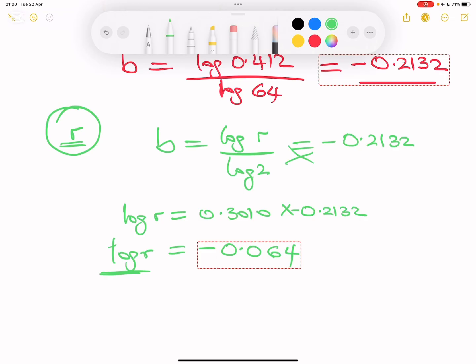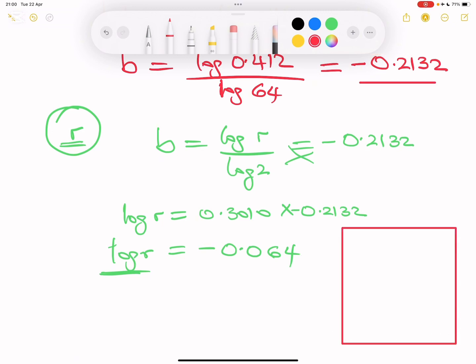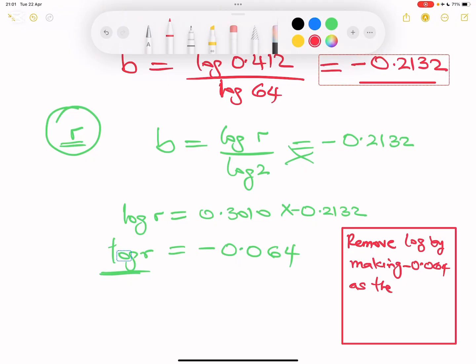So anytime you have a situation like this, I'll tell you what you need to do. All you need to do is remove the log. So let me put it down for you. Remove that log by making minus 0.064 the power, I'll explain what that means, with a base of 10.